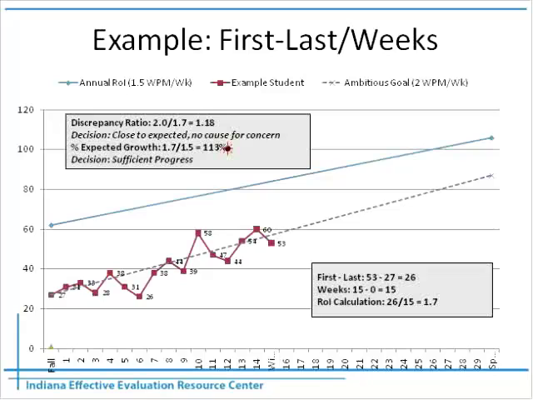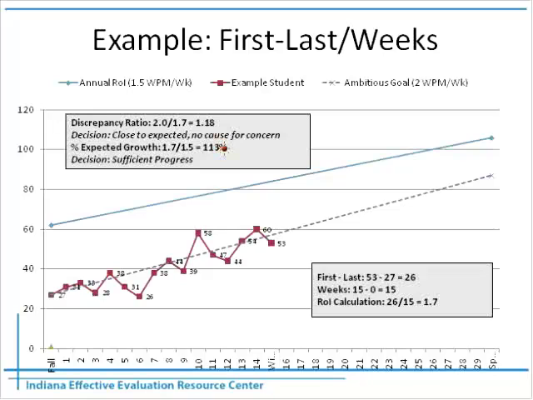If we look at percent of expected growth, this is where we compare the student's progress to the progress of the normative line. And so we would take the blue line rate, we would take the student's rate, 1.7, and divide it by the expected rate of the normative sample, which is 1.5, and we see that the student now is making progress that exceeds the amount of progress that would be made by a normative peer.